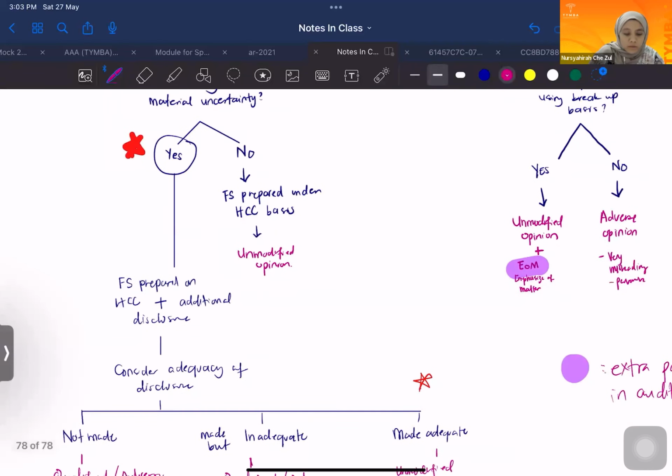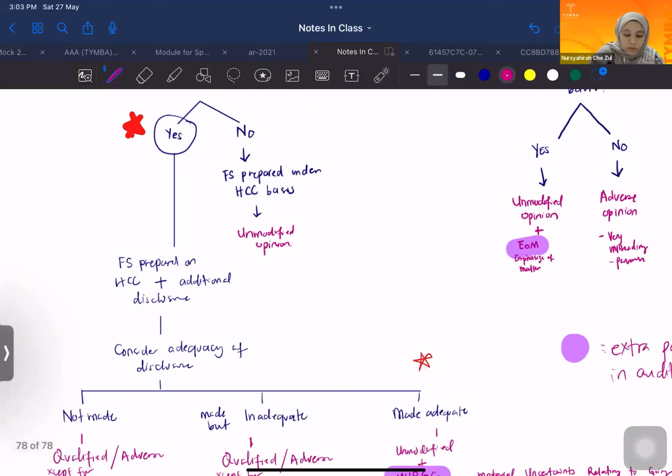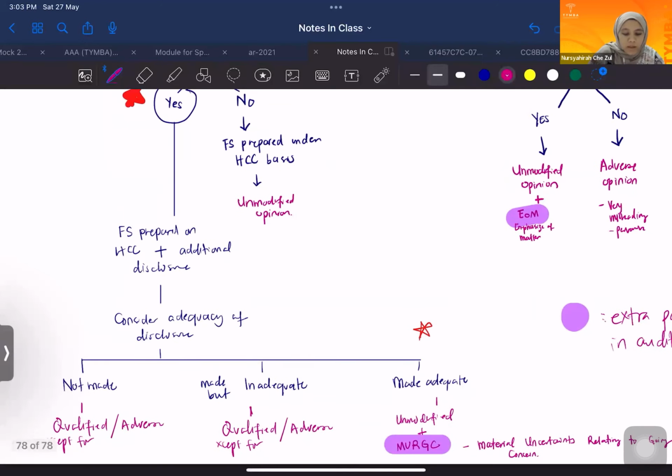Okay, so you as auditor, you must make sure that FS is prepared on GC basis or historical cost convention basis, and also include additional disclosure. So when you want to arrive at your opinion, you must consider adequacy of disclosure. This is all the wording that you can use in your exam. Consider adequacy of the disclosure. Now your opinion will depend on the adequacy of disclosure.